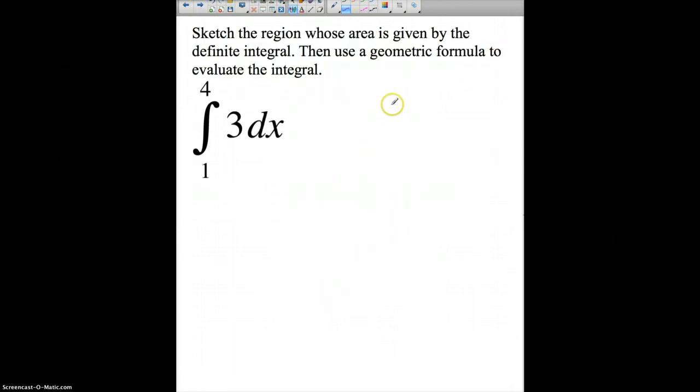Okay, what if they ask you to sketch the region whose area is given by the definite integral? They're still working with, do you understand what this notation is asking? So what this means is this is the equation that we're trying to find the area under. So we'll graph y equals 3. Let's say that's 3. From 1 to 4. So we only want the region from 1 to 4 under the curve. So it's this region here.